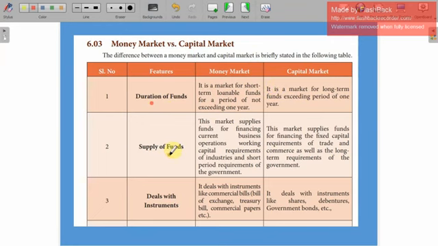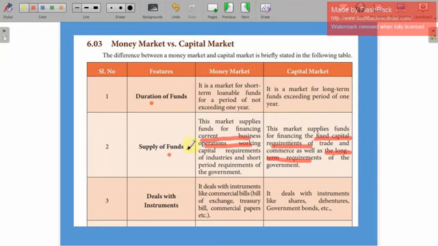Supply of fund. The money market supplies the fund for current business operation. The capital market supplies the fund for the long-term requirement, the fixed capital requirement. So the money market provides funds for current business operation, and the capital market provides funds for the long-term requirement and deals with the instruments.